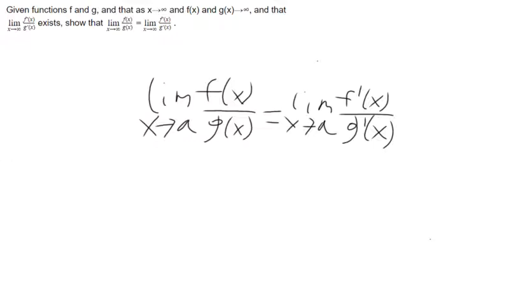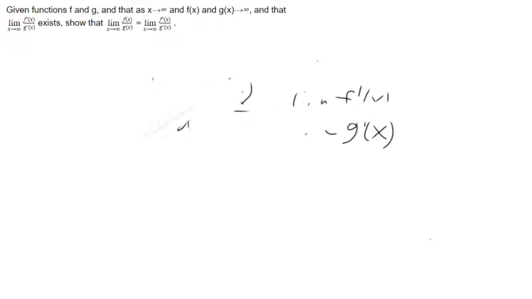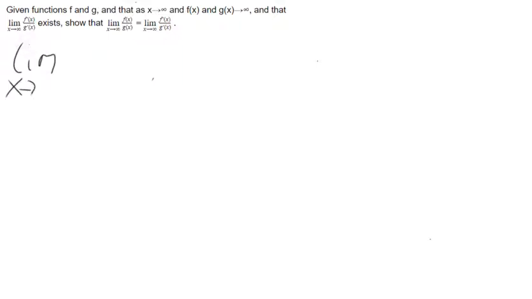So I'm going to erase this, and we have here, again, the functions f and g, and we are told that as x approaches infinity, f of x and g of x approach infinity. And we would like to show that the limit as x goes to infinity of the quotient of these two functions equals the limit as x goes to infinity of the quotient of these two functions' derivatives, provided that this limit exists. So let's take a look at the limit as x approaches infinity of f of x over g of x.